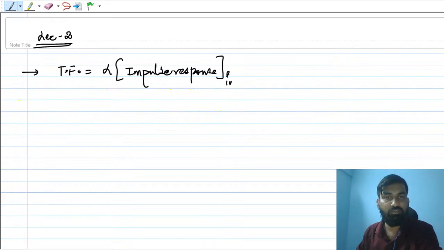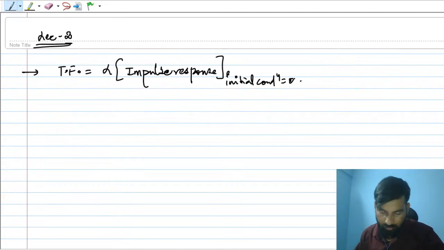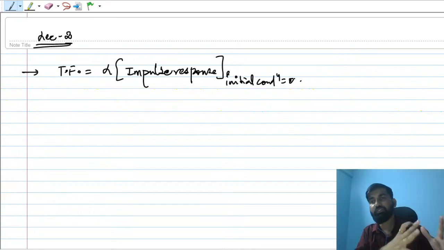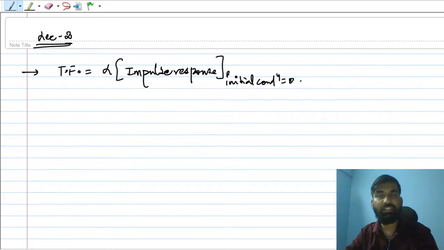This is provided the initial conditions are equal to 0, so your system should be relaxed. One more concept we have seen in the last lecture was forced response and free response. It is going to be the forced response when the input is other than the impulse. If an impulse is given to the system, that is going to be the natural response, which you have to keep in mind.